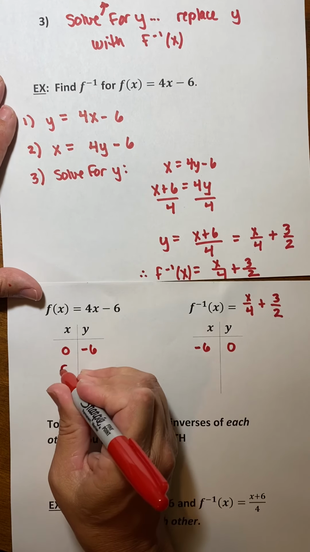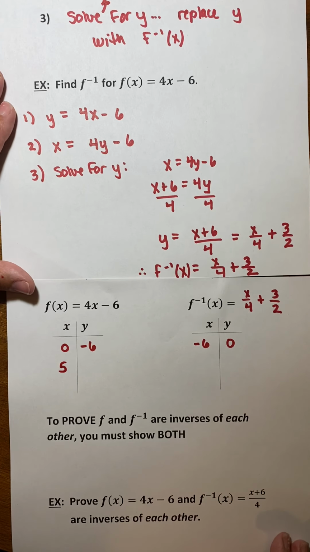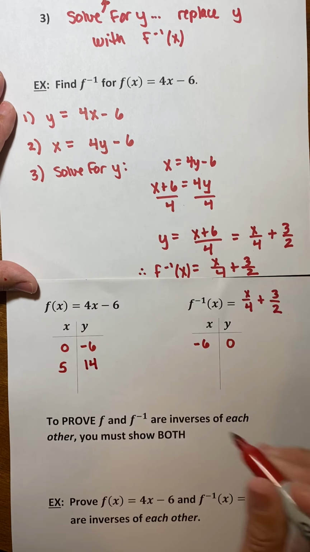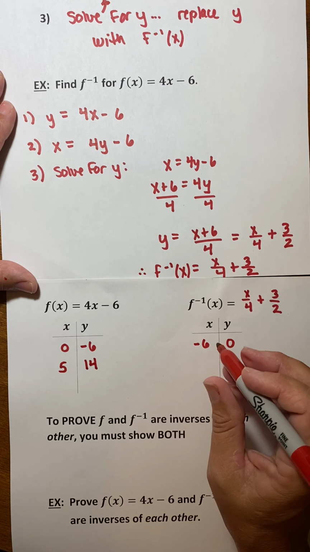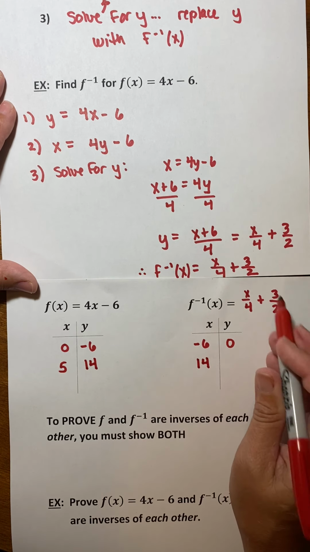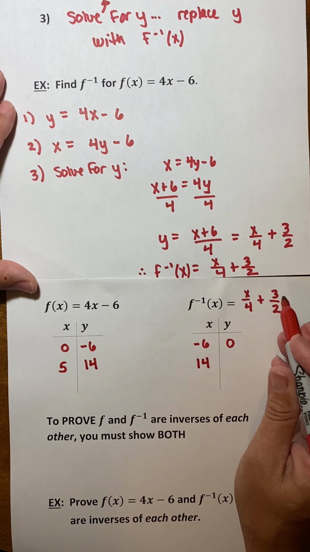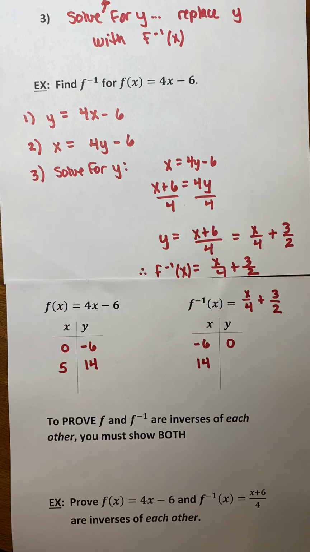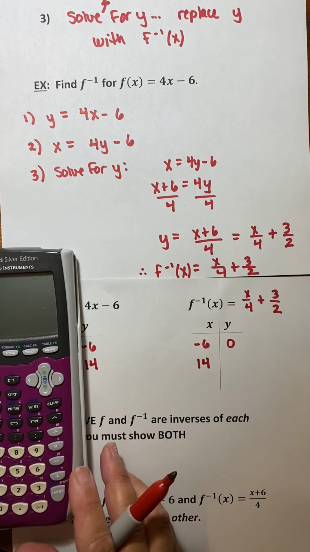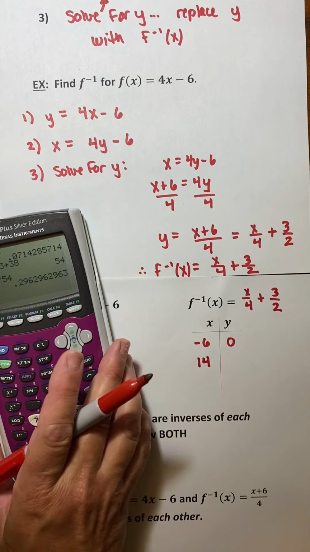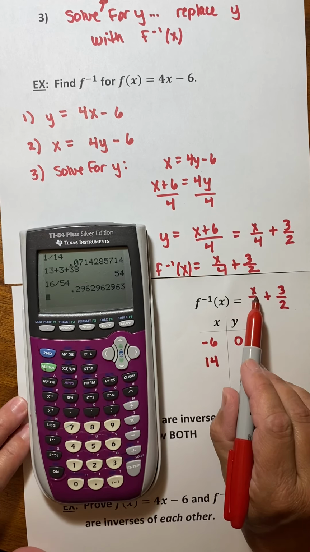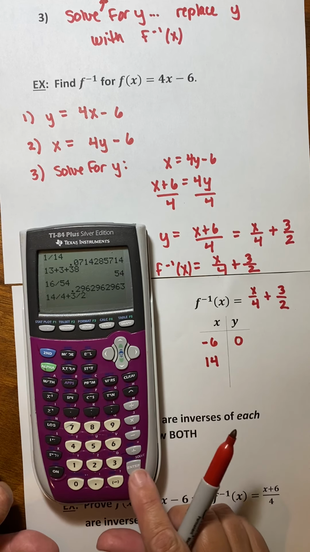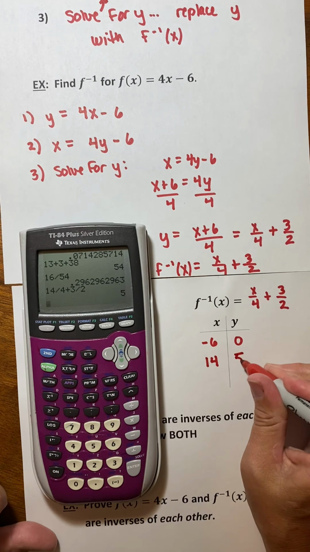Let's put 5 in, let's say. So 20 minus 6, 14. Right, if I put 14 in, 14 over 4 plus 3 over 2. Well, 14 over 4 is 7/2 plus 3/2, which is 10/2, right? And we'll just do it in here just to confirm, and to practice using your calculator too. So if I put 14 here, I'm going to do 14 divided by 4 plus 3 divided by 2. I get 5. There we go.